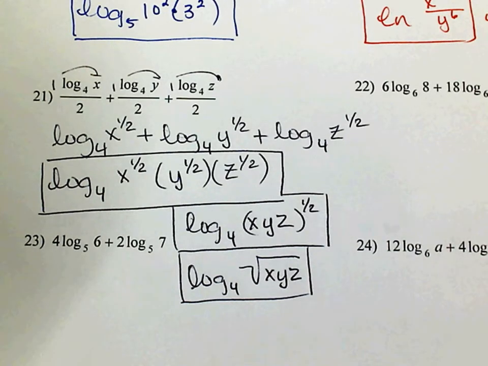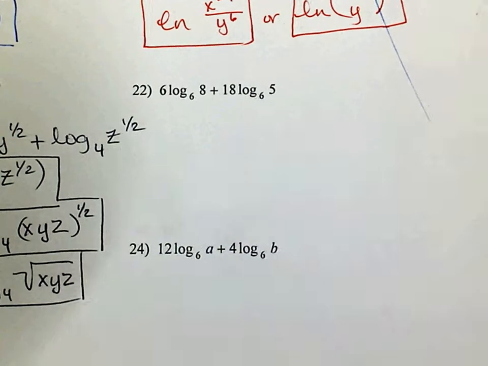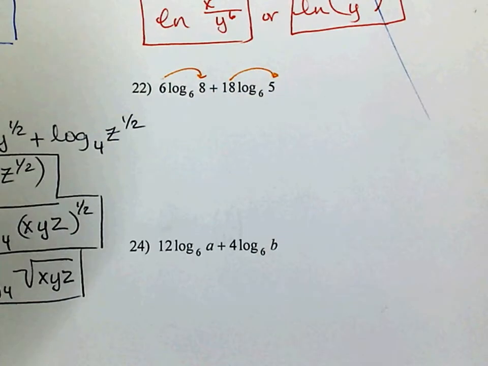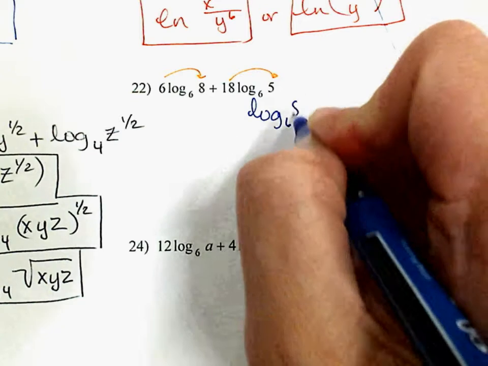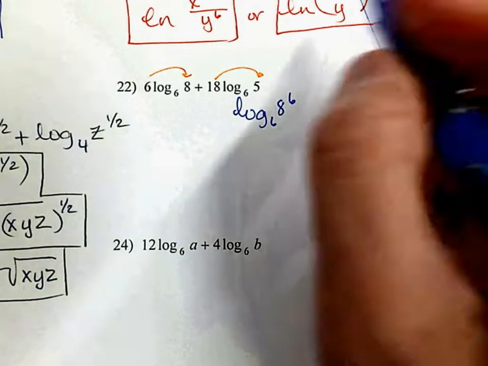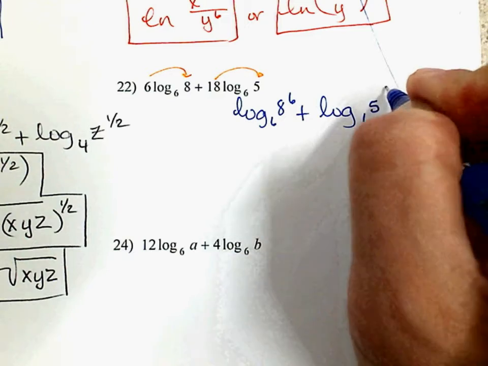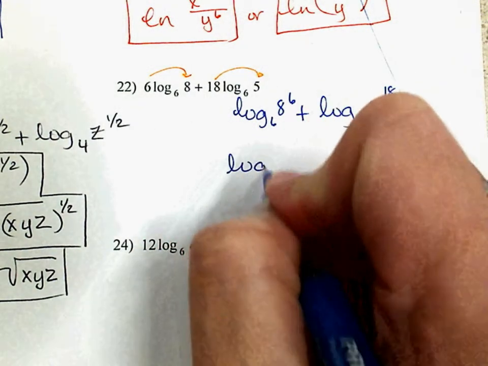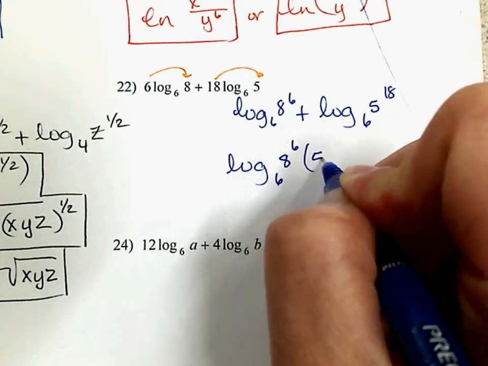Alright, let's go to number 22. Okay, as done in the past, move your coefficient to the front, and so now you have log base 6 of 8 to the 6 plus log base 6 of 5 to the 18. Okay, same base, we're going to rewrite it as 1. Log base 6 of 8 to the 6 times 5 to the 18.